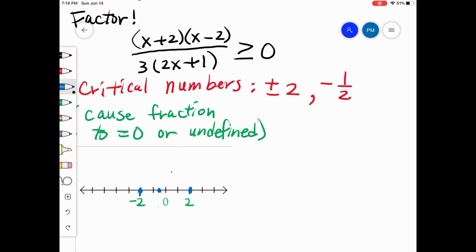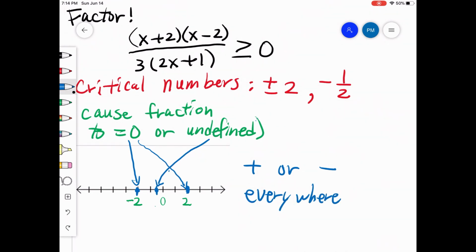The next thing you want to do is draw a number line using your critical numbers, because basically they chop your number line into pieces. At these particular three locations, at -2, your function is 0. At the location -1/2, your function is undefined. And at x equals positive 2, your function is 0 also. So that's why I draw it this way here. Those are the places where your fraction equals 0 or is undefined, which means everywhere else on this number line, it's either positive or negative.